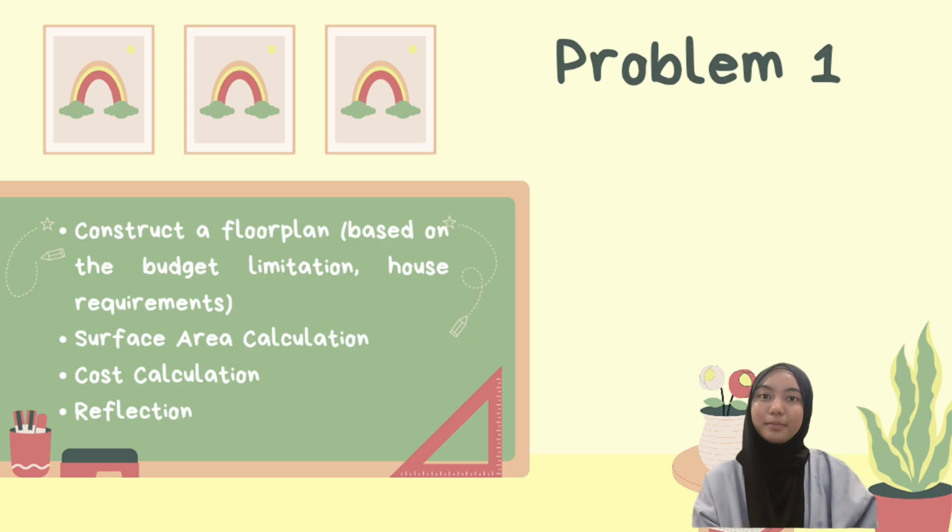Now I'm going to explain problem 1. Firstly, we need to construct a floor plan based on the budget limitation and house requirements. Next, we need to include some calculations, which are surface area calculation and cost calculation. And lastly, we must include a reflection.